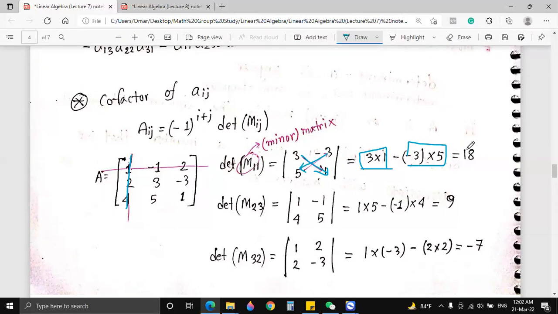So the answer is 18, right? 3 multiply 1 is 3, and minus 3, then plus 3 multiply 5 is 15. So 15 plus 3 is 18, okay? So this is the determinant of minor matrix M11, okay?